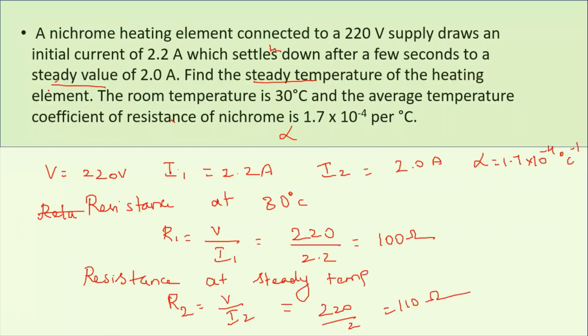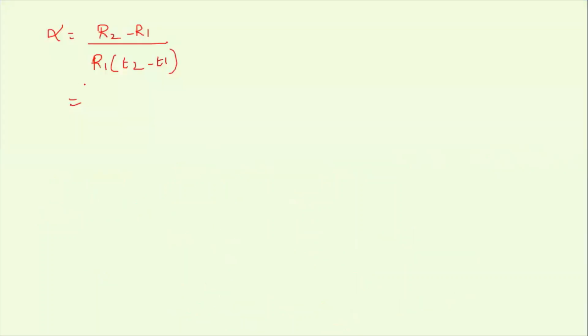Now, using the formula for alpha, write the formula for alpha first. Alpha is equal to (R2 minus R1) divided by R1 into (T2 minus T1). If you have doubt regarding the formula, please go back and check. We have to calculate, what are we supposed to find out? You have to calculate the steady temperature, which means you will be calculating T2.